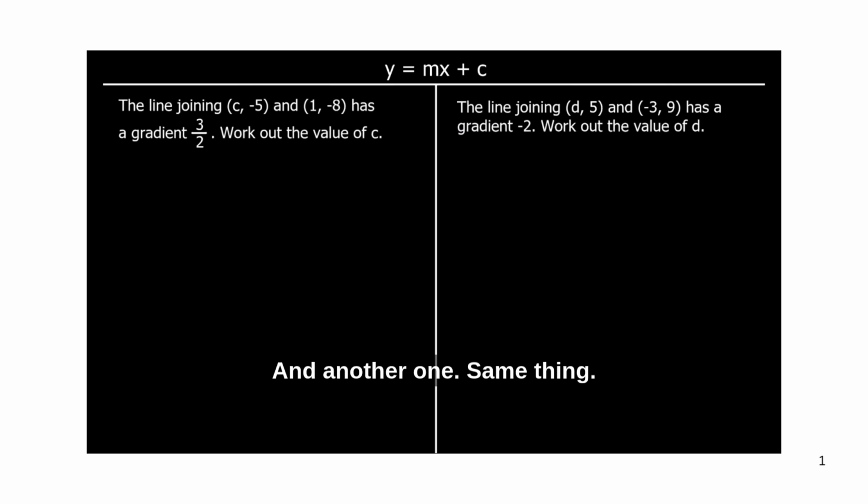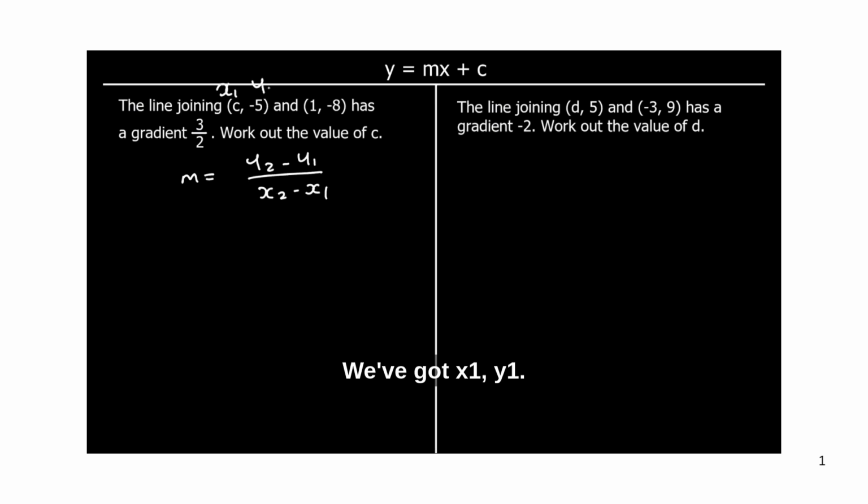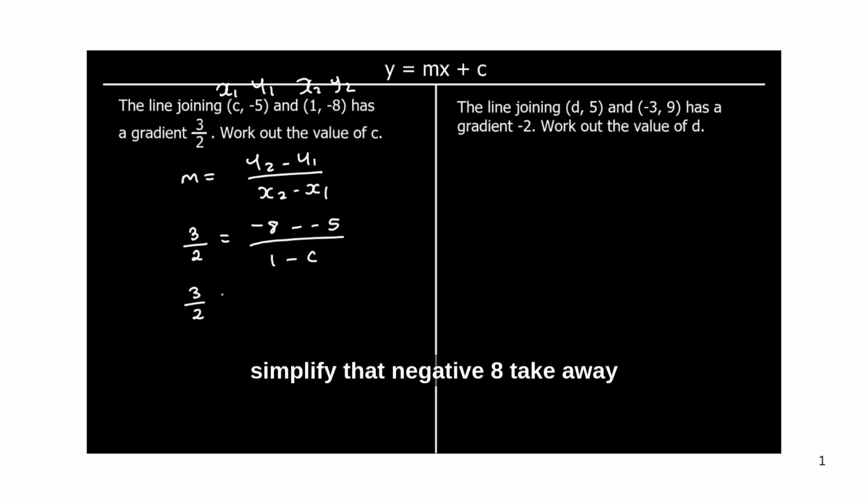And another one, same thing. So the gradient is the change in the y's divided by the change in the x's. We've got x1, y1, x2, y2. Gradient is 3 over 2. So 3 over 2 is equal to negative 8 take away negative 5 over 1 take away c. So let's simplify that negative 8 take away negative 5 first. Negative 8 plus 5 is negative 3.